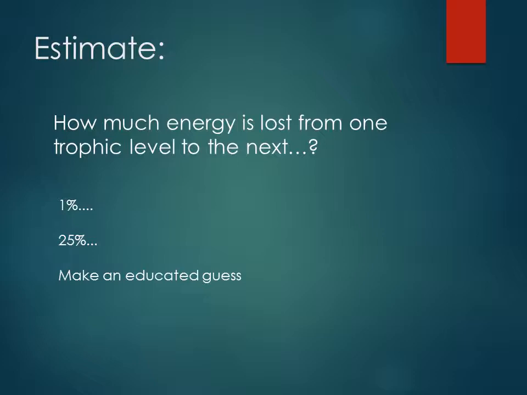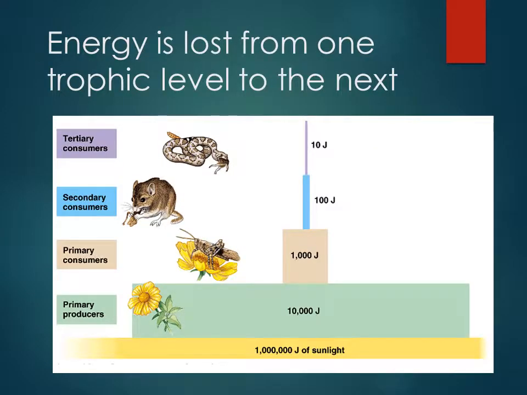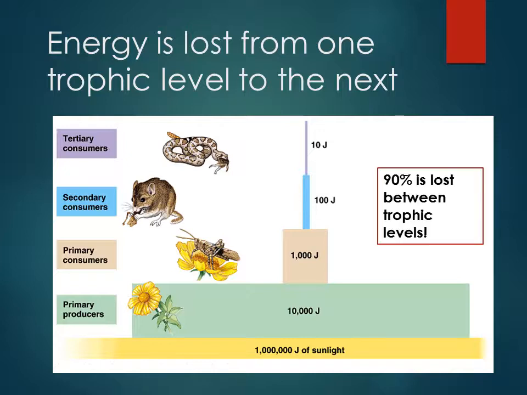So how much energy is lost from one trophic level to the next? Let's think about that grass and the horse. How much energy do you think was lost from the grass to the horse? Do you think it was 1%? 25%? Make an educated guess. The answer is 90% is lost between trophic levels.